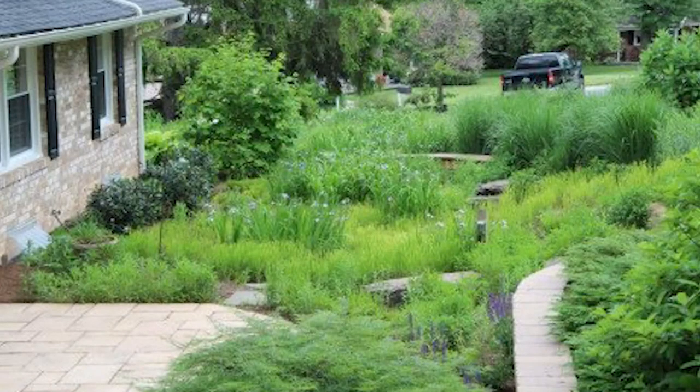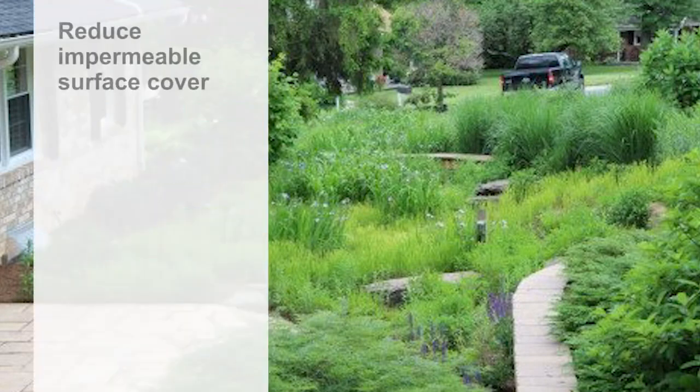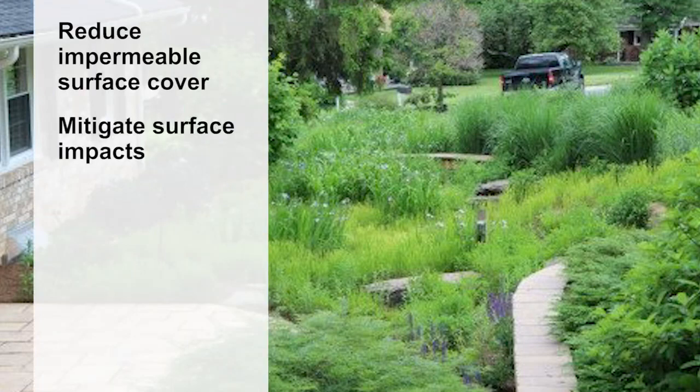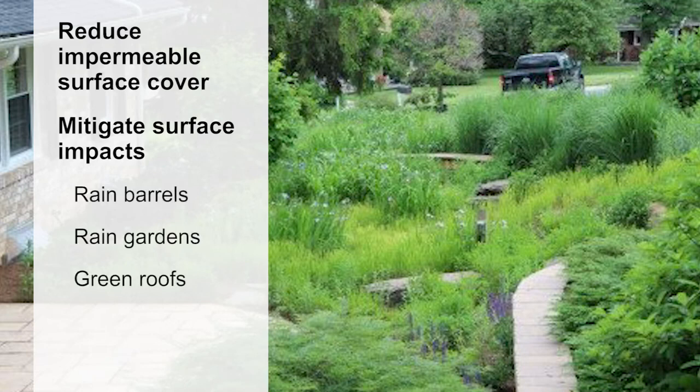There are a variety of ways you can reduce the effects of stormwater on your property. The first is to reduce the amount of impermeable surface cover on your property or mitigate impermeable surface impacts. Some examples include rain barrels, rain gardens, or green roofs. Shown here is a large rain garden replacing traditional lawn practices, helping to greatly improve infiltration of stormwater.